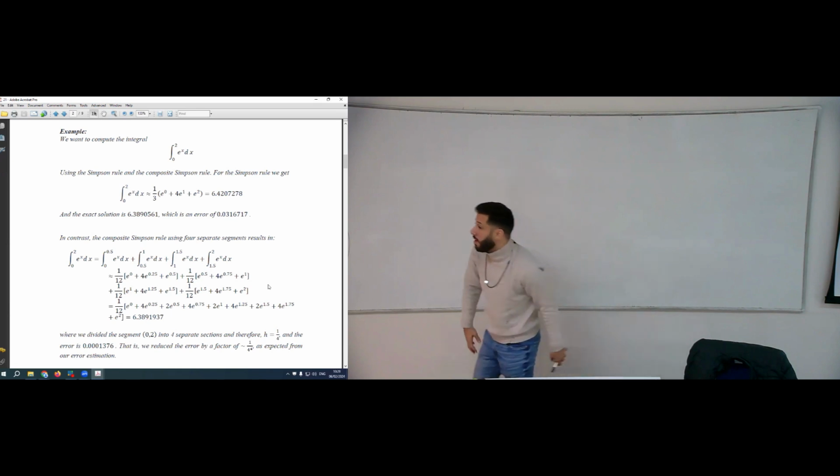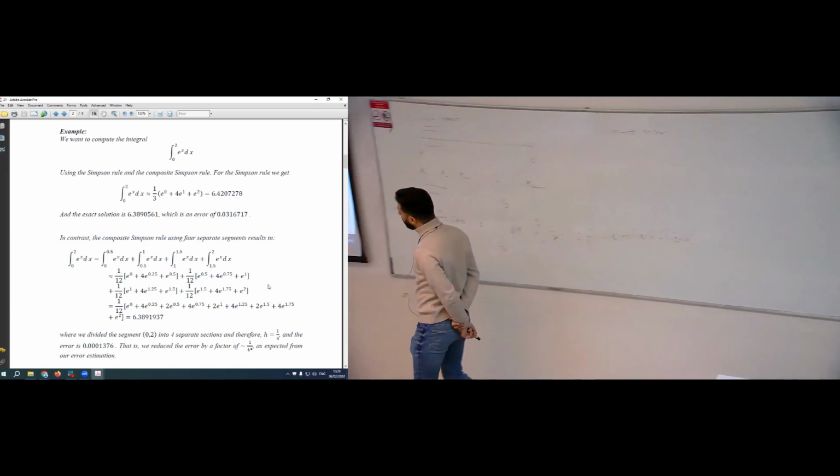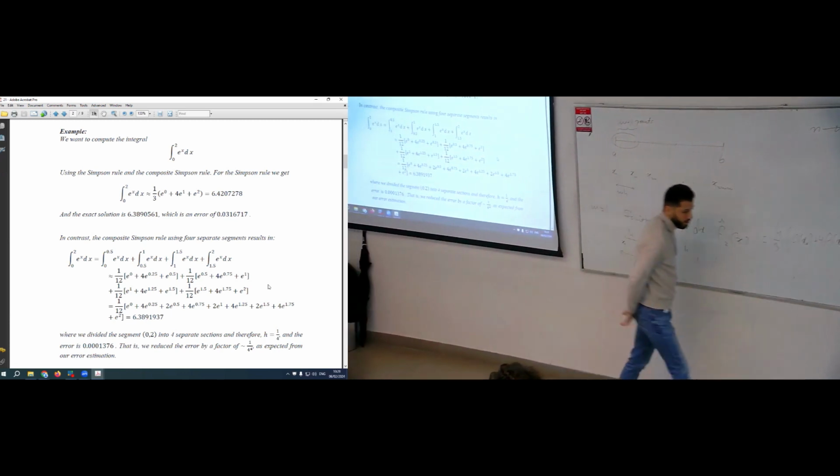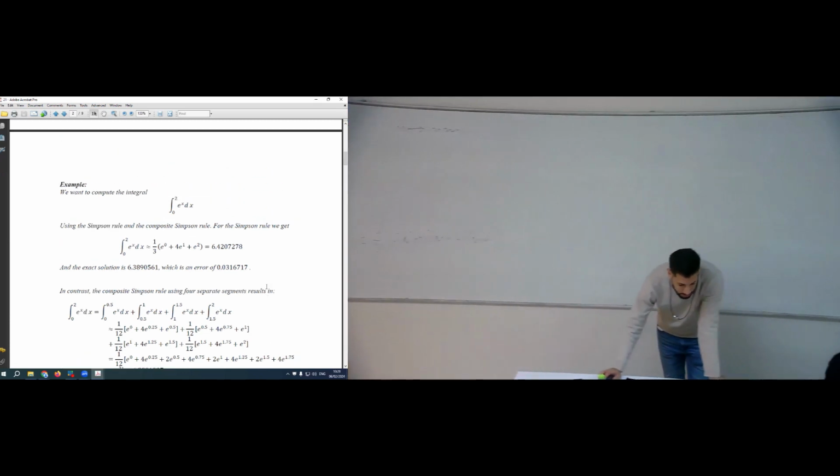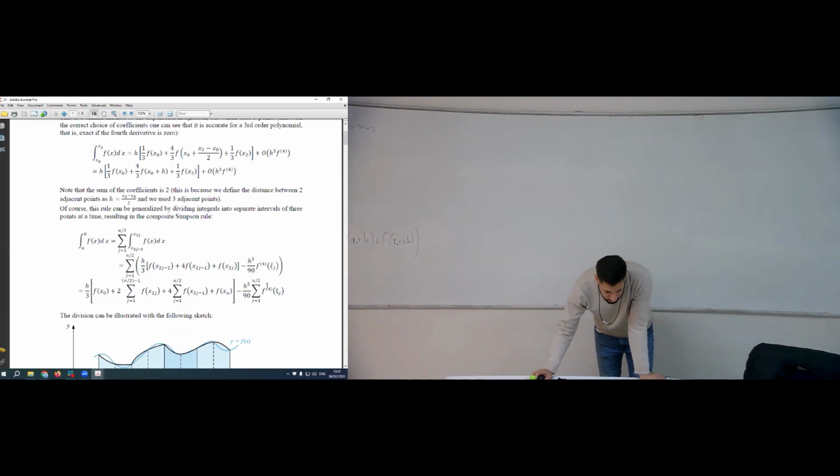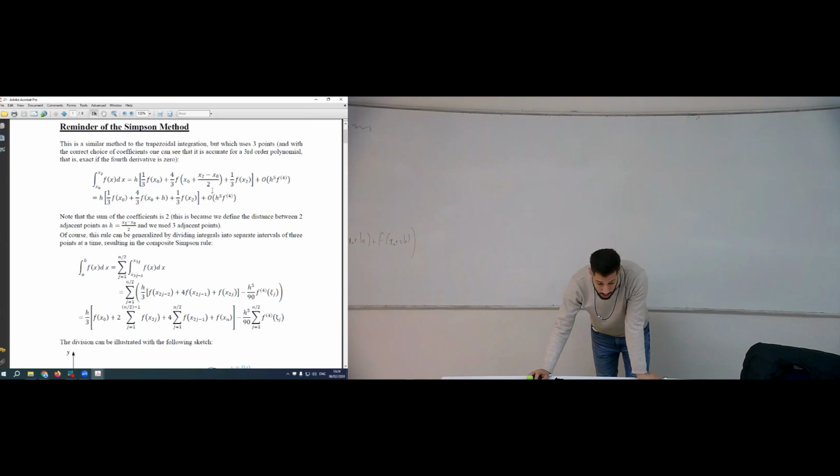How, when we calculate the error, do we know that it depends on h to the power of 5? It's the fourth derivative, and I understand why it's the fourth derivative, because it's a third degree polynomial, but why is it h? So it's a quadratic polynomial. Your question is a good question. We'll talk about it.